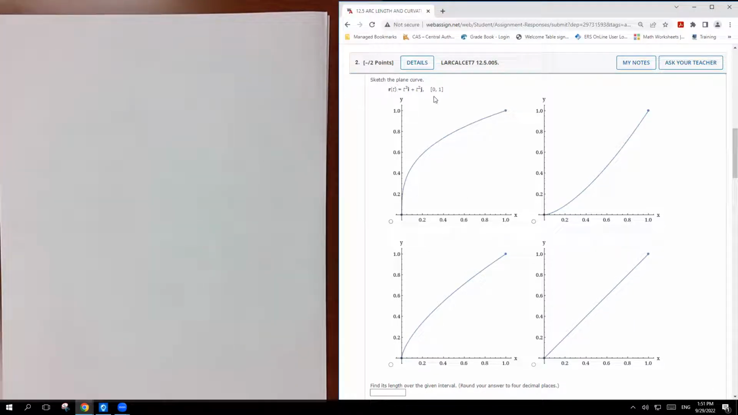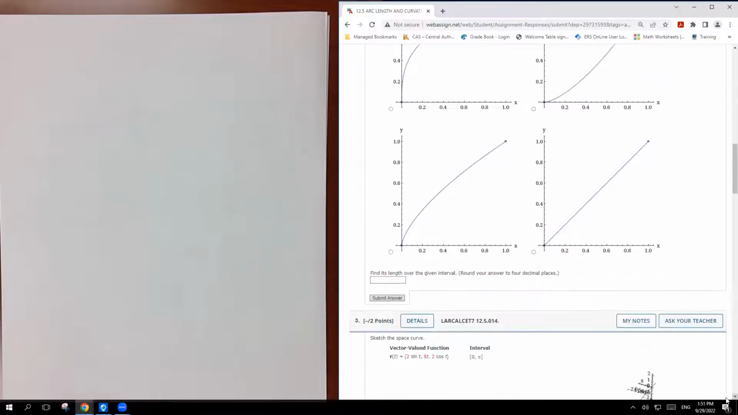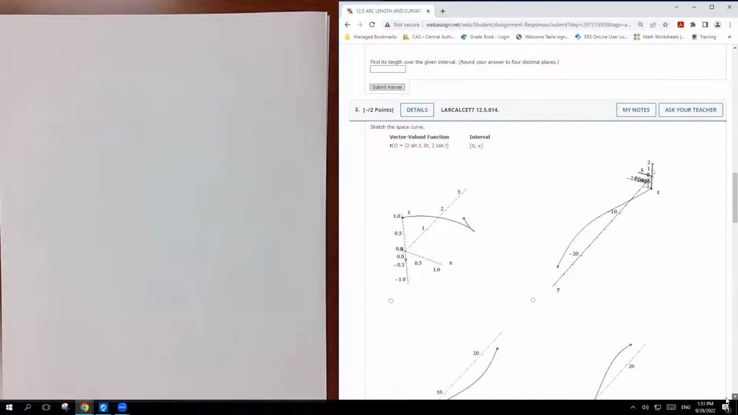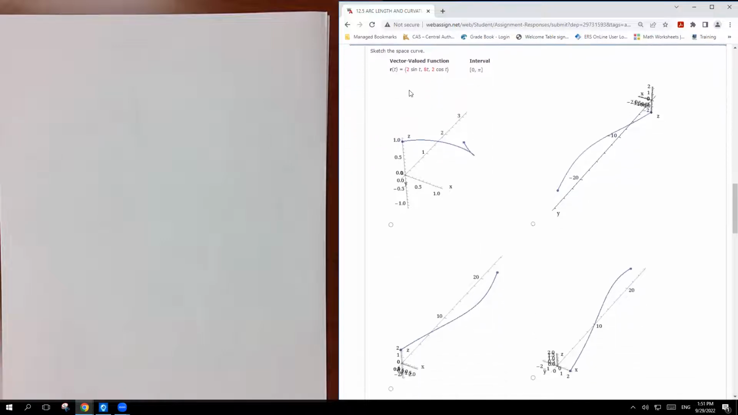The main thing, I'm not solving these examples because I need you to practice. You see, it's exactly the same thing. If I solve it, it's going to be easier for you. You're just going to plug in, and that's it. This is the third one, 2 sine t, 8t, and 2 cosine. This is space, sorry, this is space. Sketch the space curve. So let's check how we're going to solve this one.